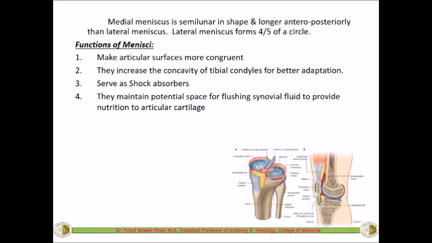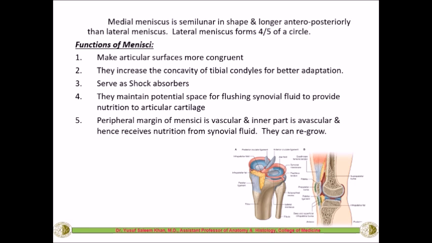They also maintain a potential space for flushing synovial fluid to provide nutritional supply to the cartilages. If these two bones come very close to each other, there is no space, and the synovial fluid cannot flow through, and then there will be a deficiency of nutrition to the articular surface, especially the articular cartilage, as well as a small part of these bones, which are also supplied by the synovial fluid. So the synovial fluid provides nutrition to the surfaces, and this can be done by keeping a space between the articular surfaces.